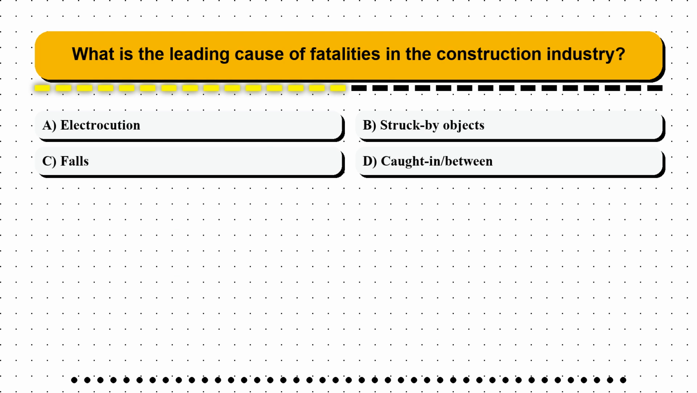Question 36. What is the leading cause of fatalities in the construction industry? Option A, electrocution. Option B, struck by objects. Option C, falls. Option D, caught in/between.